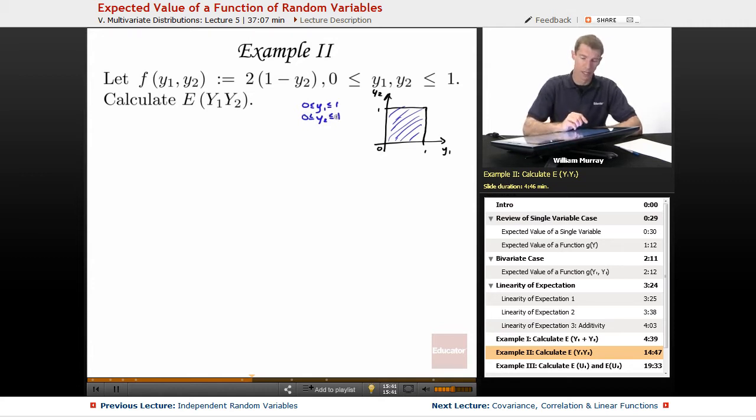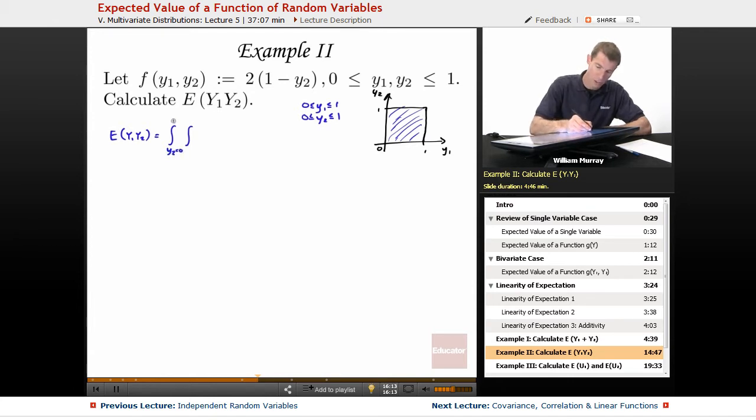And now let's go ahead and figure out what we're calculating. E of y1 y2, the expected value of y1 times y2. So remember, the way you calculate that is you set up a double integral on your region. Actually, maybe I'll list the y2 on the outside. They're both constants, so it'll work the same way either way. So y2 equals 0 to y2 equals 1, y1 equals 0 to y1 equals 1.